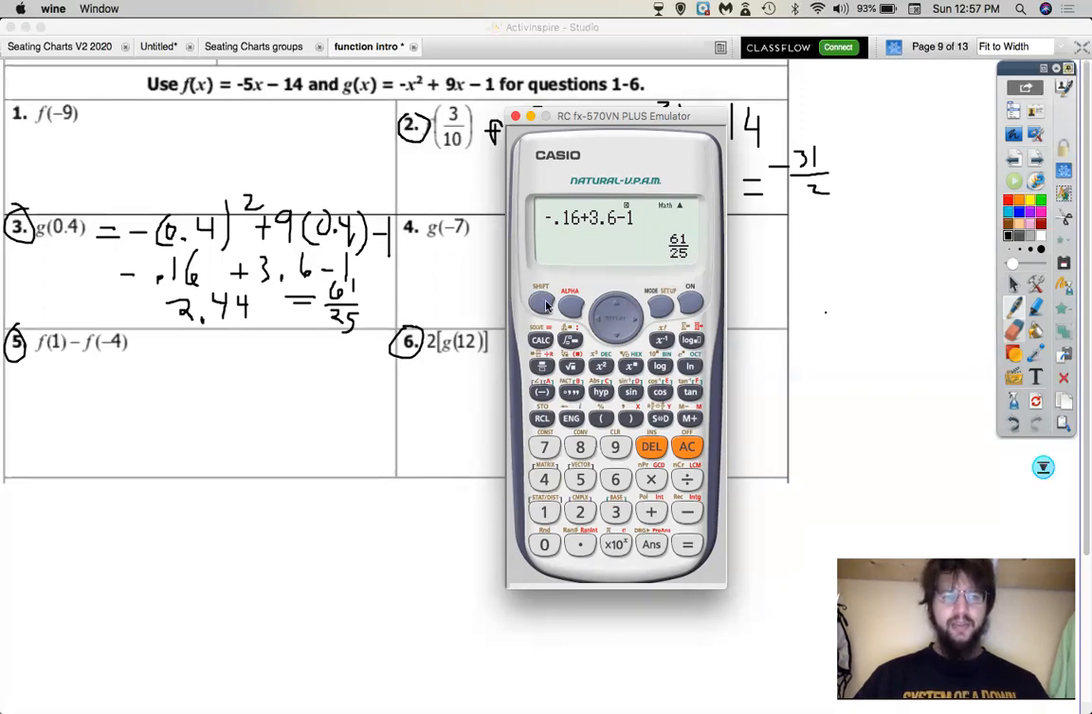So again, you can just type this in as you see it. Negative 0.4 squared plus 9 times 0.4 minus 1 equals 61 over 25, done. So you could write this out and give me this. Don't just give me this. No, that's not sufficient. Write it out. I need to know that you know what you need to do.